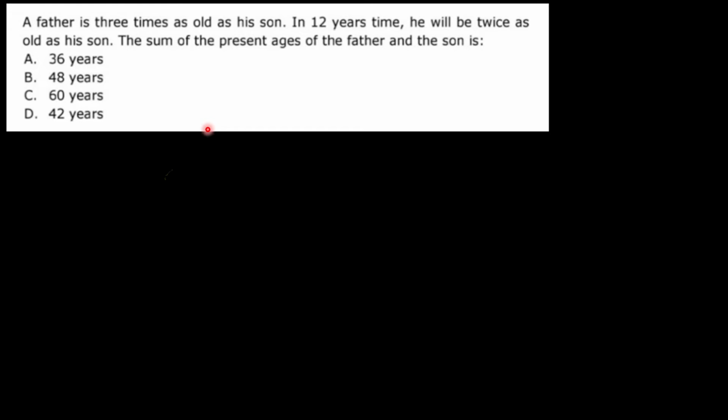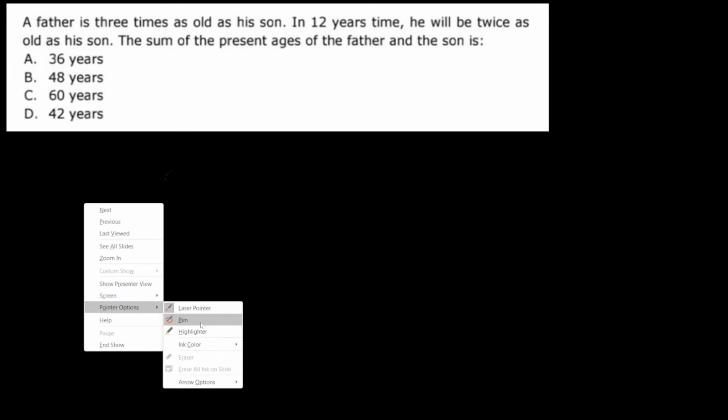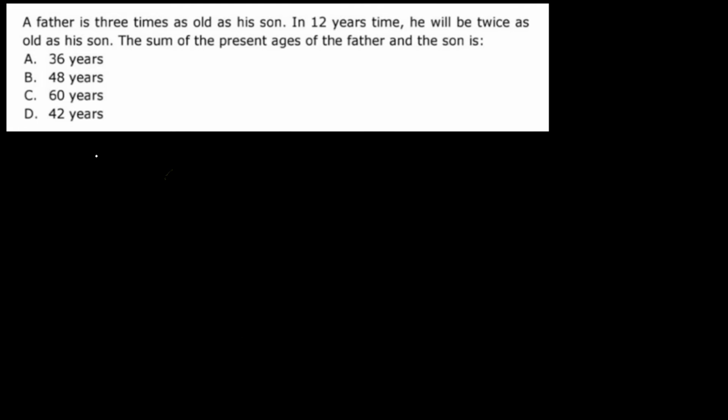This question also belongs to the pair of equations chapter. A father is 3 times as old as his son. In 12 years' time, that means after 12 years, he will be twice as old as his son. Then the sum of the present ages of father and son is required. Very simple. How many persons are involved here? 2 persons. So, always assume the present ages.